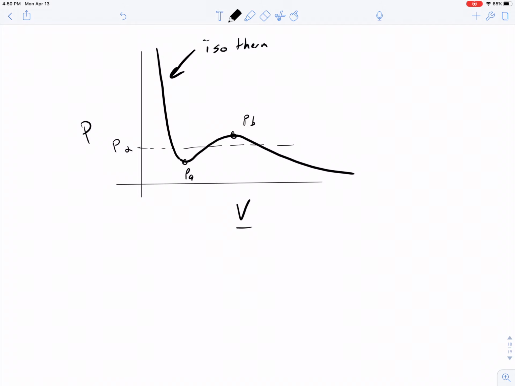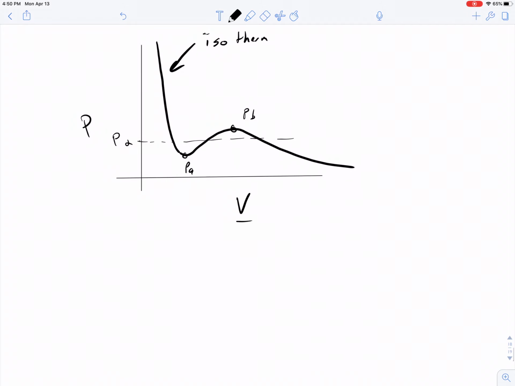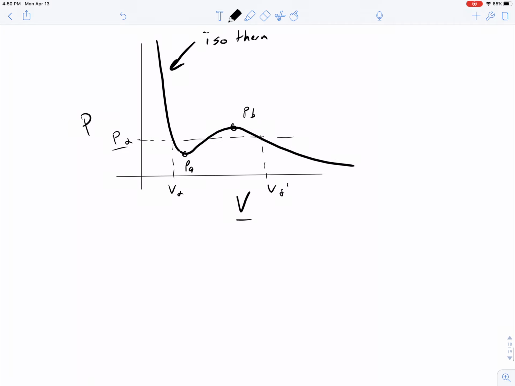Hello. So we're starting from this point where we have an isotherm, and we're trying to find what is the P alpha, and therefore what is the V alpha and the V alpha prime for the coexistence line, this line that connects this point to this point for the two final volumes. One of them corresponds to the liquid and one of them corresponds to the vapor phase.